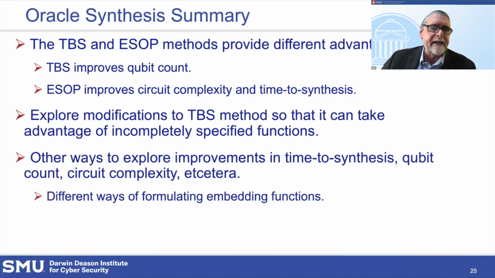So that's the summary of the two Oracle synthesis methods. TBS is better for qubit count. ESOP is better for circuit complexity and time to synthesis. And as you might have already thought, we are looking at hybrid methods that take advantage of both.